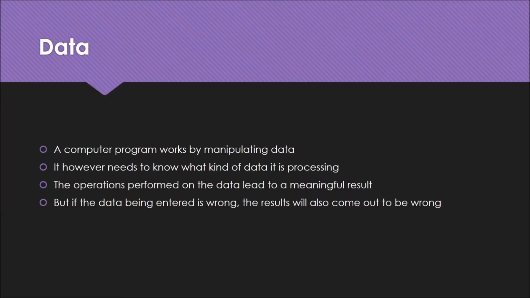So moving forward, what actually is data? A computer program works by manipulating data, as we just said, but it needs to know what kind of data it is processing. What this means is whether the data is an integer, whether the data is a character value, whether the data is the name of some object. So the computer needs to know that. Then the computer performs a set of operations on that data to get some meaningful result. And if the data that is being entered is wrong, the results will also come out to be wrong.